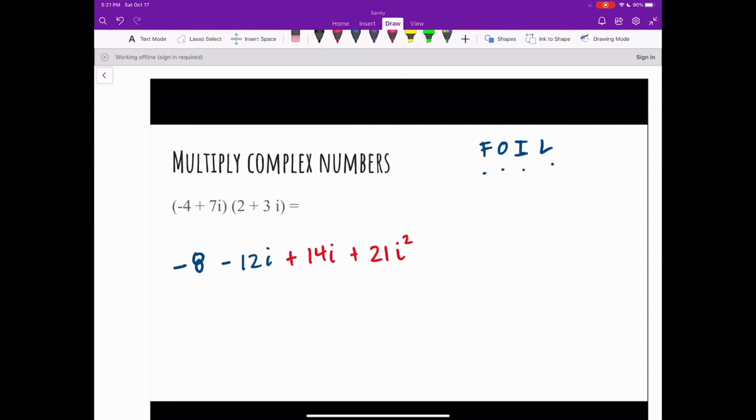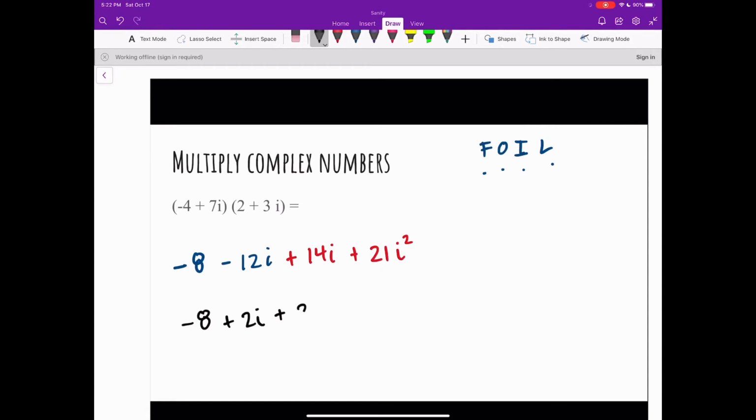And I wrote it in 2 different colors so you could see exactly the steps to that FOIL method. So if I start adding these together, where are my like terms? The negative 8, it's a real number. There are no other real numbers in this. They're all either imaginary or i squared, and we'll talk about that in just a second. So we can't do anything with the negative 8. Negative 12i and a 14i can combine to be a positive 2i.